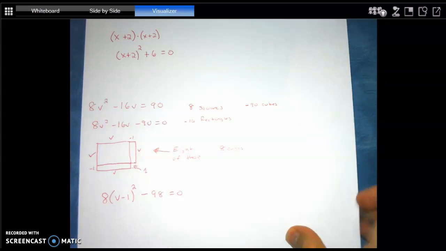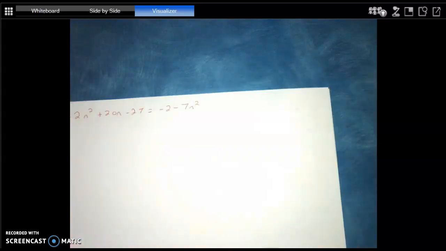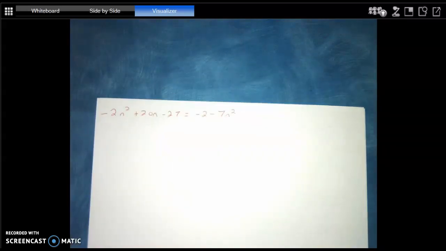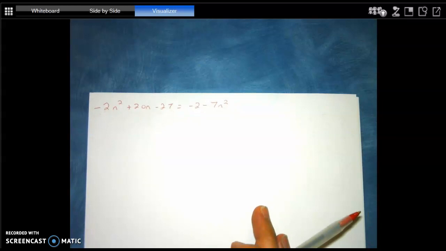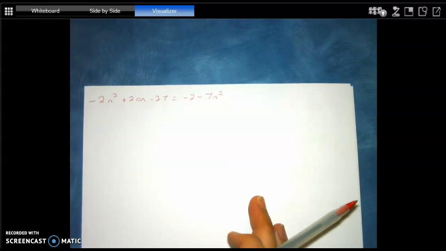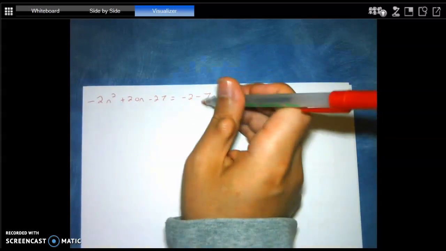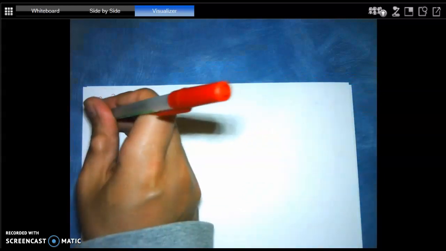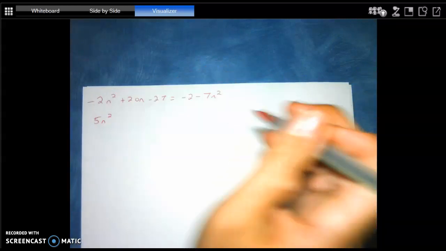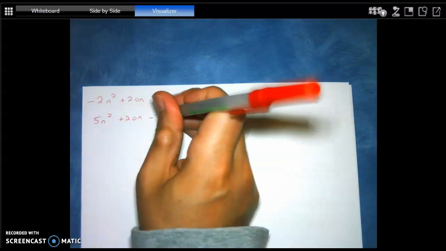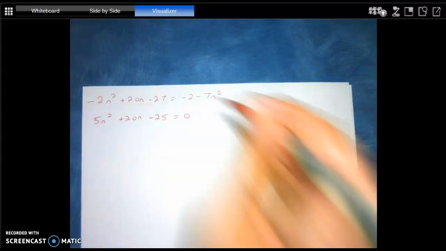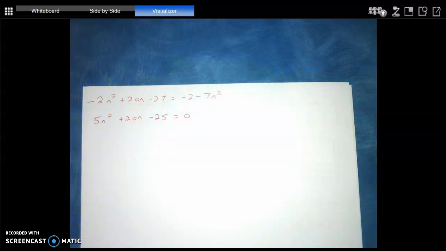Okay, we'll have you try a problem on your own. Pause the video, try this problem out, and then come back and see how you did. Okay, welcome back. So we've got to get it equal to 0, so I'm going to move everything over. So I get 5n squared plus 20n minus 25 equals 0.